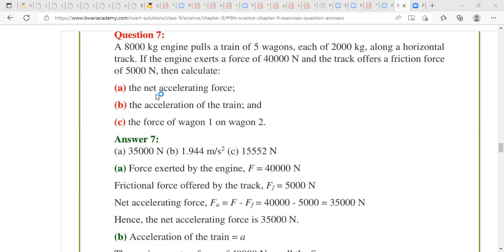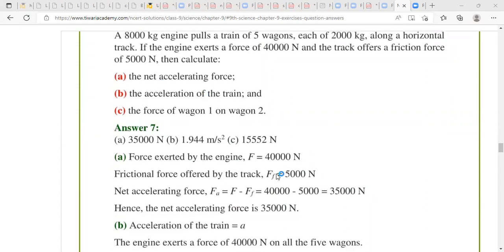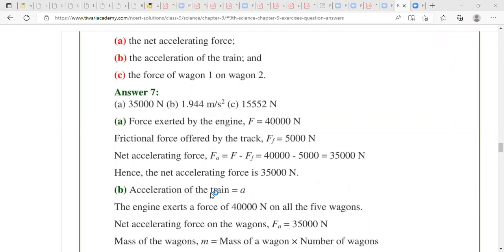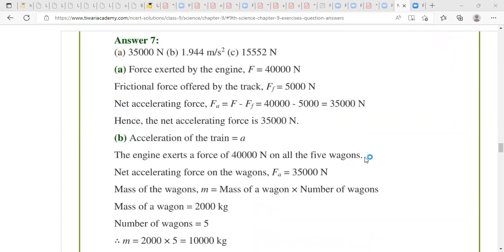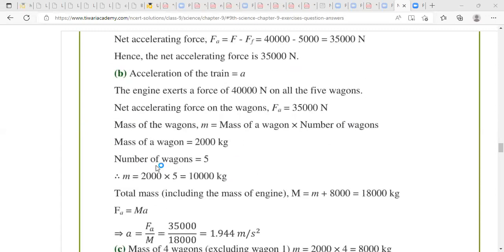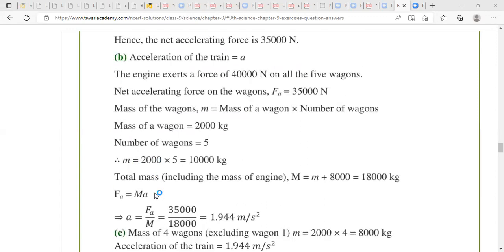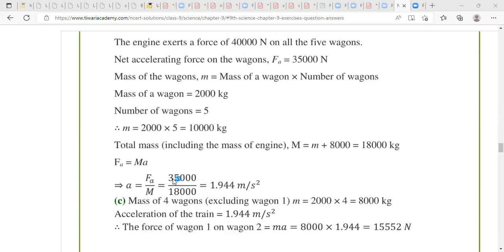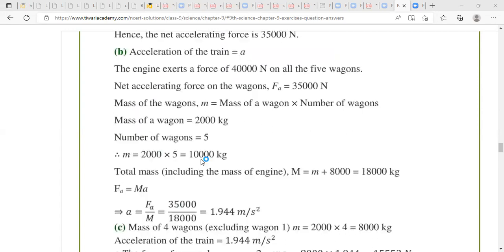Second, you have to find the acceleration of the train. You have to find A. You know the formula: force equals mass multiplied by A, right? Over here you have mass multiplied by the number of wagons. So your formula is F = MA, and in order to find A, it will be F divided by M. So what is your force? It is this. And what is your mass? This is. And you got this. Clear?